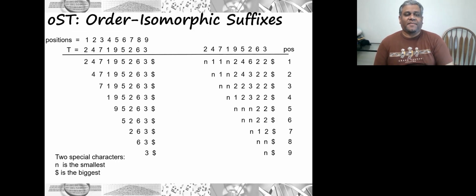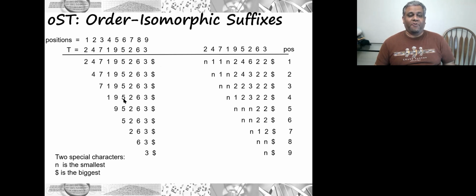So let's look at the example here. Let's say our text T is 247195263, right? And these are all the suffixes of the text. Okay, I'm listing all the suffixes of the text nicely. Now, for every suffix, these are the encodings. This is the pred encoding.